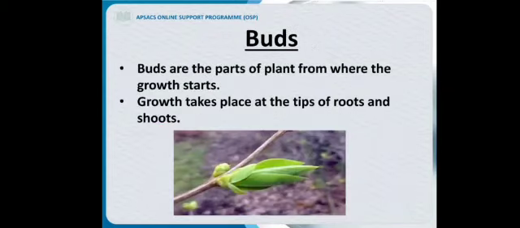The last part, buds. Buds are the part of the plant from where the growth starts. Growth takes place at the tips of roots and shoots. This is the growing part of the plant.